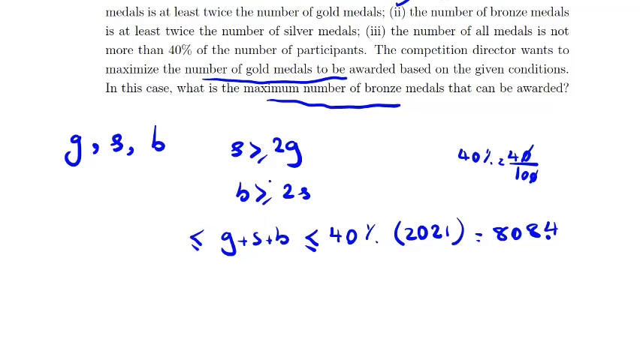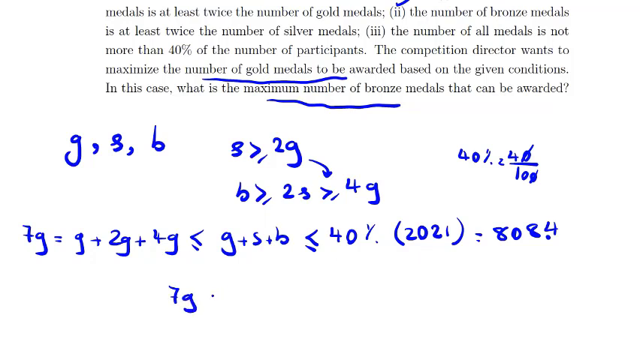And we want to maximize G. We know that B is at least 2S, S is at least 2G. So S is at least 2G, and B is at least 4G. So the total is at least G plus 2G plus 4G, which is 7G. Because G is an integer, 7G is less than or equal to 808.